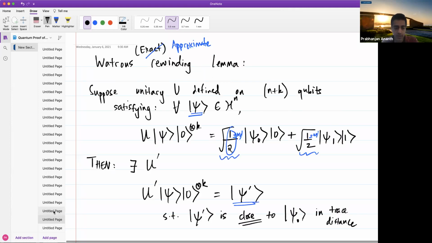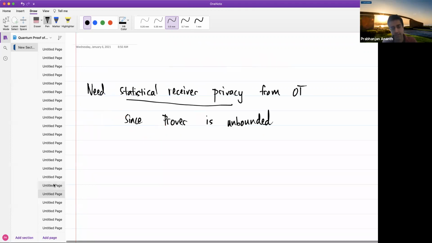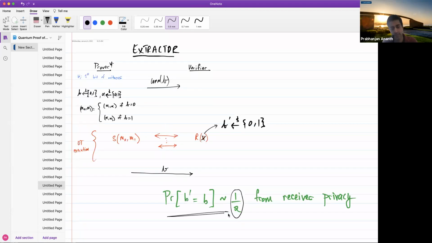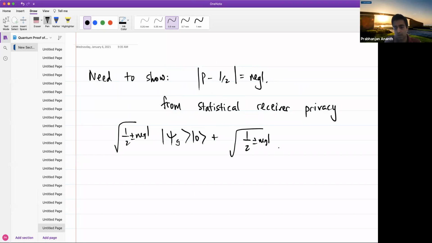Okay, so I went over why this is negligibly close to half. I went over it very quickly, so if you want me to elaborate, just let me know. The reason is just that, just run this protocol in superposition. So instead of this, the probability will get converted into amplitude, and then you get this: the expression half plus minus negligible, psi good, 0 plus. I mean, whatever is necessary to make the sum of squares of these amplitudes equal to 1.